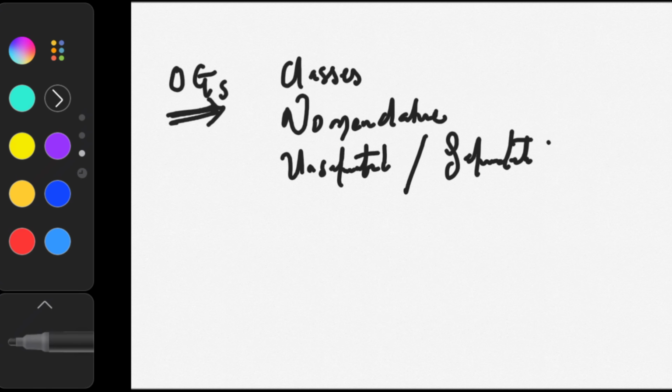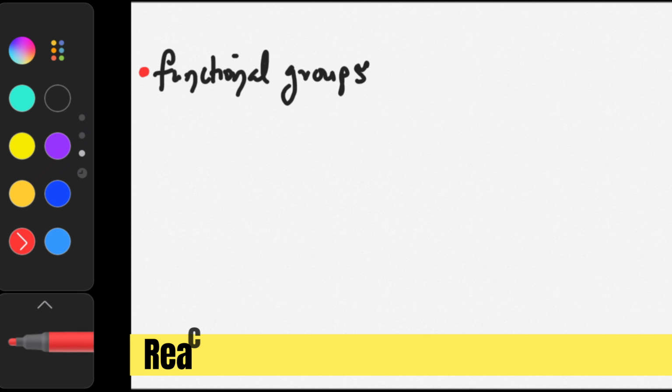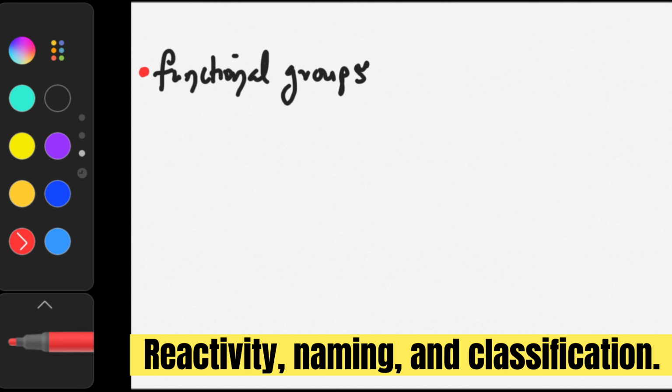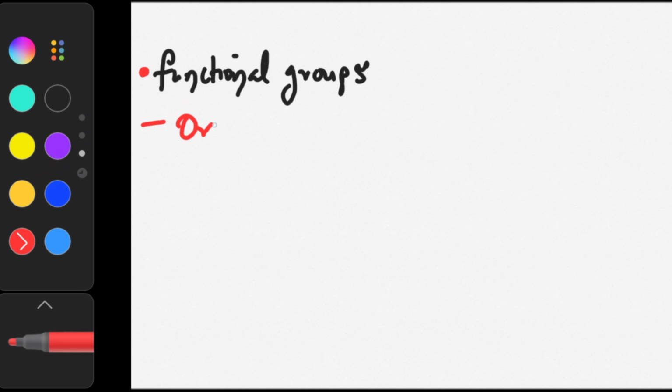But before we start, they are characterized by what we call functional groups. So you need to know this, that all organic compounds possess functional groups, and these functional groups give you an idea of their reactivity. The functional groups give you an idea of how you name them. They give a lot of information about a particular organic compound.